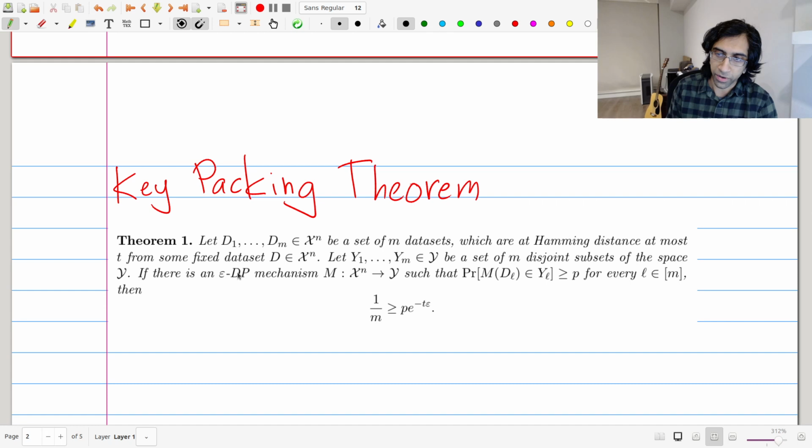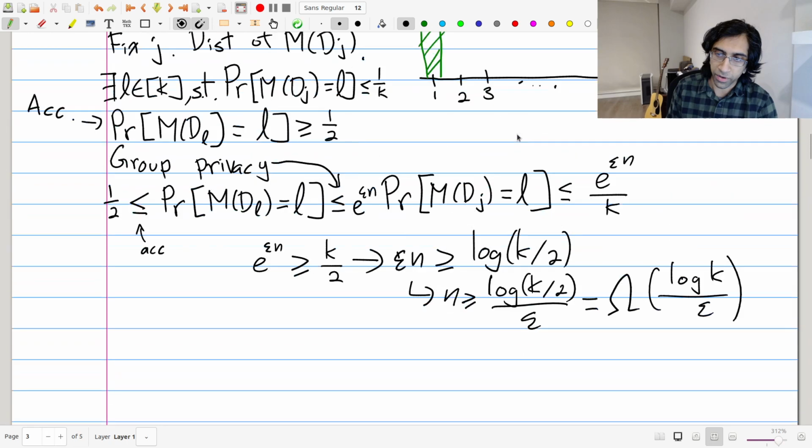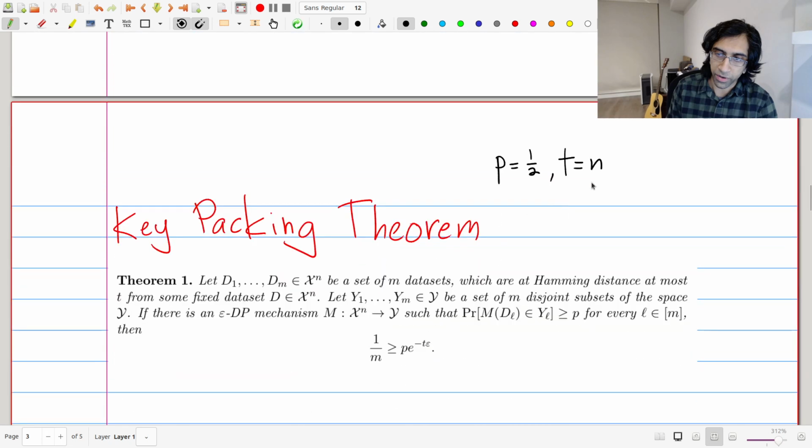So maybe there are too many parameters here. Let's look at a simple case. Suppose that we have p equals 1/2 and t equals n, just for simplicity. Note that these are exactly the same parameters we had here, that t was equal to n and p was equal to 1/2. In that case, the guarantee at the bottom would be that m is less than or equal to 2 times e to the n epsilon. And in fact, if you take the log of both sides, you can see this is almost exactly what we had before. But this is just a slightly more general phrasing of it for convenience, and we'll see how it's useful later, especially this t equals n.